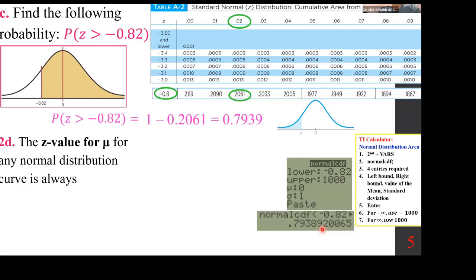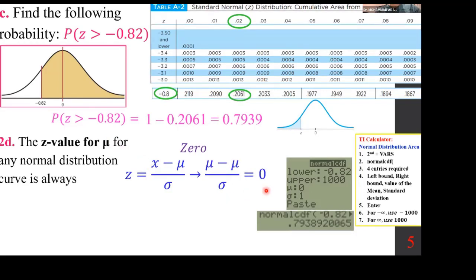Now, the z-value for mu for any normal distribution is always 0. The reason for it is z has the formula x minus mu over sigma. If you replace the x with mu, you end up with 0, which means in essence, a z-score of 0 gives you a value equal to the mean of the data.